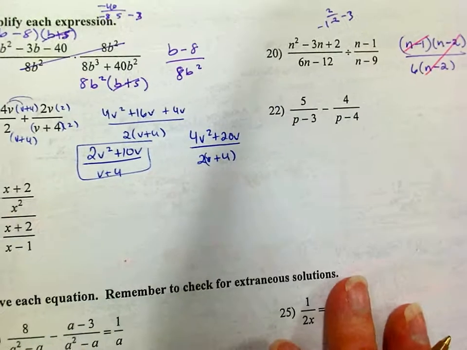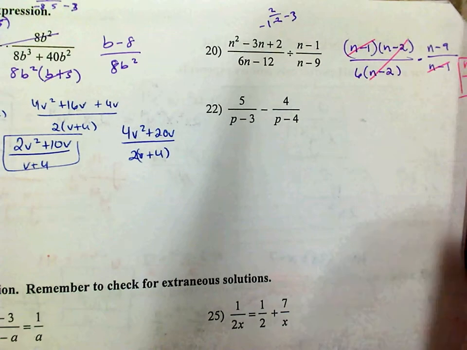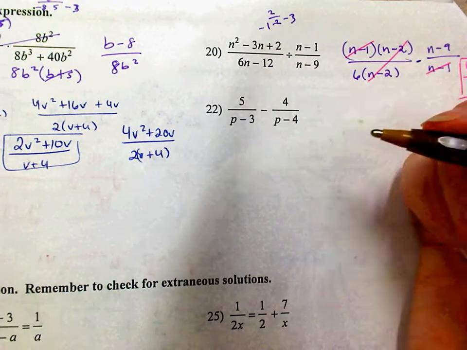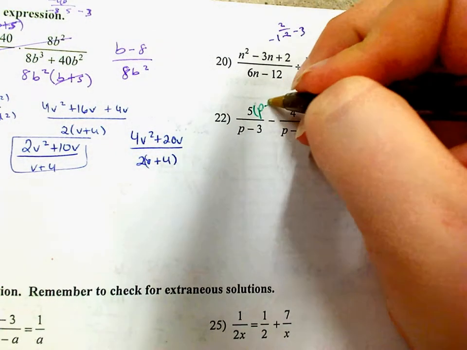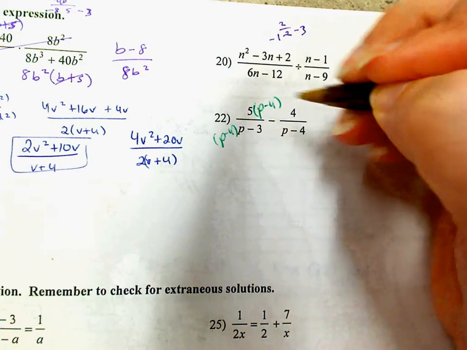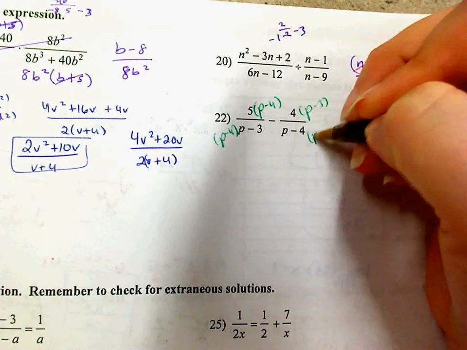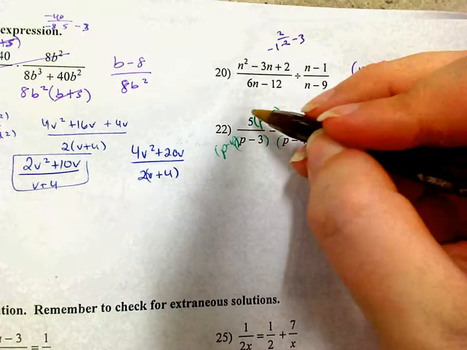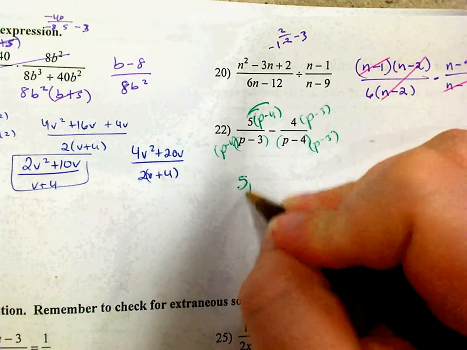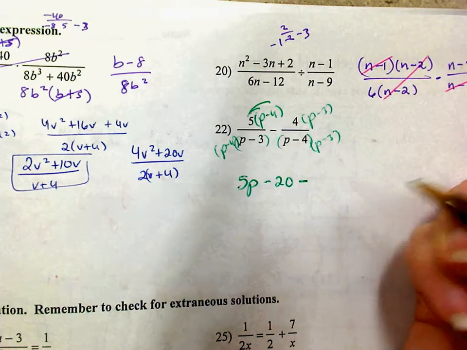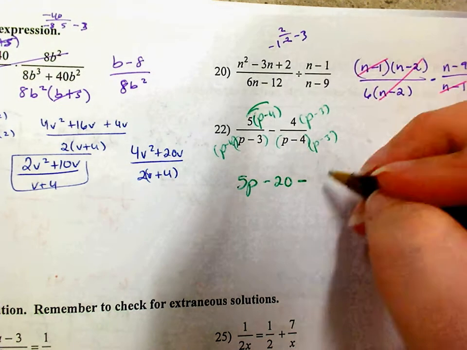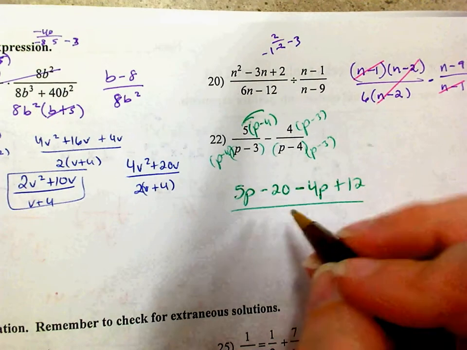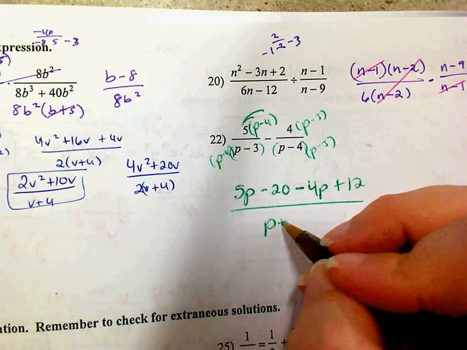Okay. When you are subtracting, you need to have a common denominator as well. Well, they have nothing in common, so they need each other. P minus 4 on this side, P minus 3 on this side. Okay? So when I distribute my numerator, I've got 5 times P minus 4, which is 5P minus 20, minus, and I'm distributing a negative 4. Negative 4 times P is negative 4P. Negative 4 times negative 3 is positive 12 over my common denominator of P minus 3 times P minus 4.